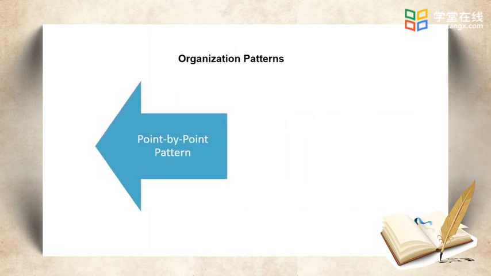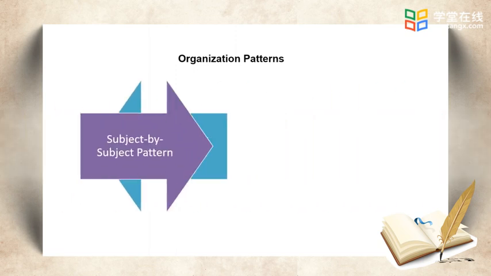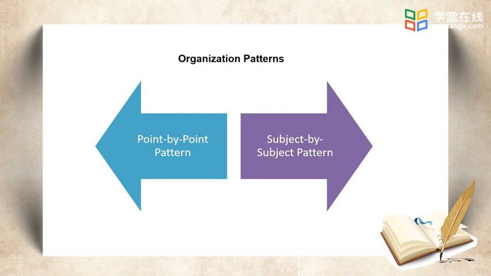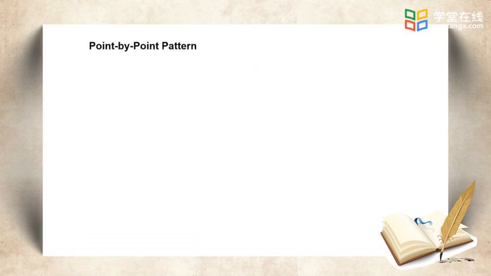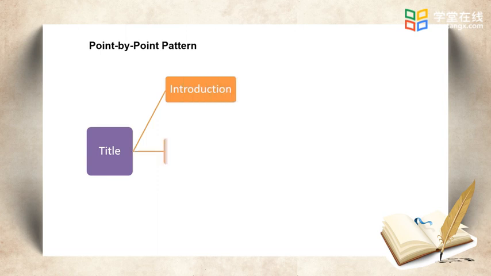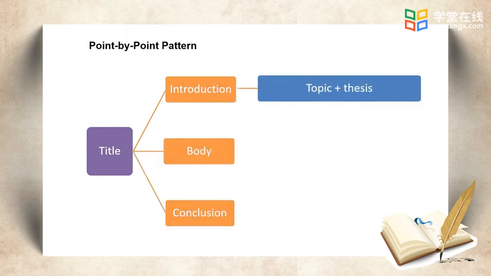One is the point-by-point pattern. The other is the subject-by-subject pattern. Let's look at the point-by-point pattern first. The pattern follows the typical essay structure: the introduction, body, and conclusion. Our focus here is placed on the most important part in the essay, the body.